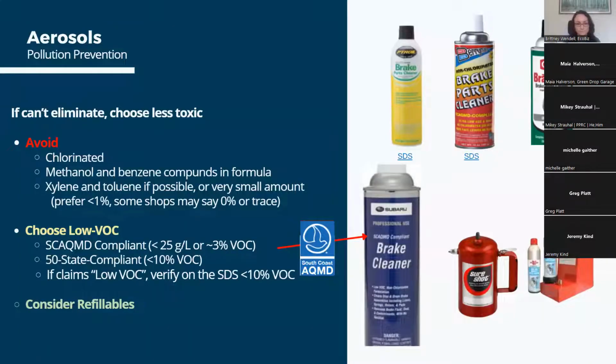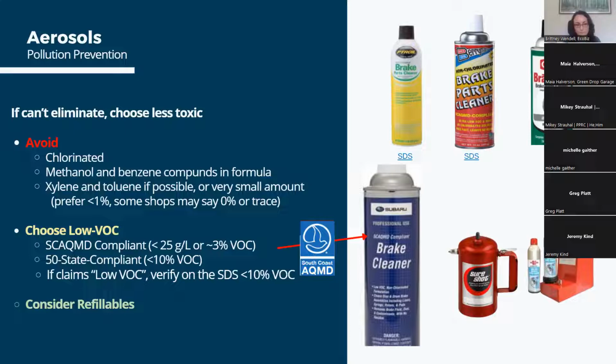And now we are on to aerosols. Some formulas will still include a lower amount of something like toluene or xylene, which are carcinogens I previously mentioned. This is similar to what we want to avoid in the bulk solvents: the chlorinated methanol, benzene compounds, xylene, toluene. And you can choose these lower VOC products as well.